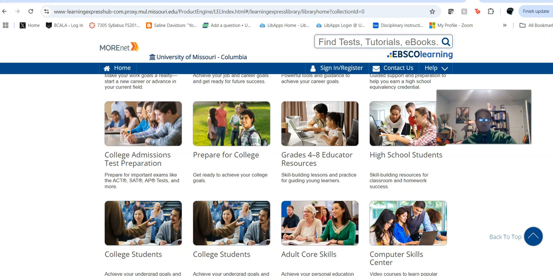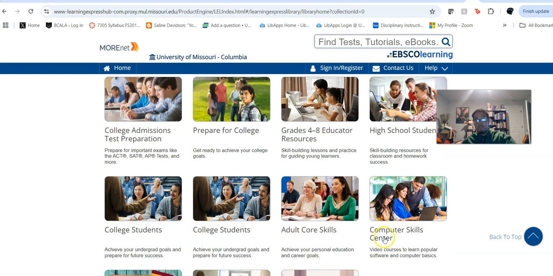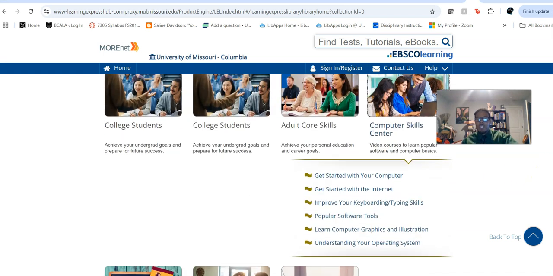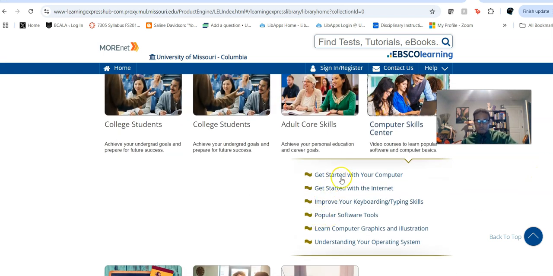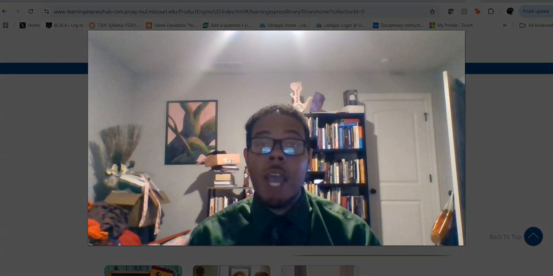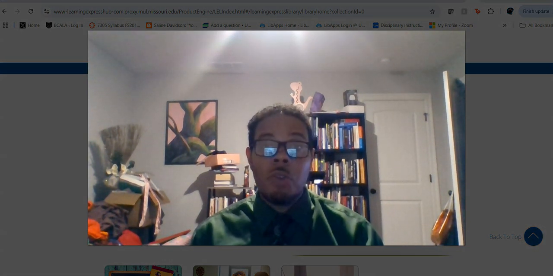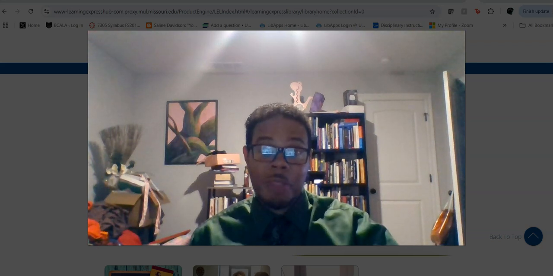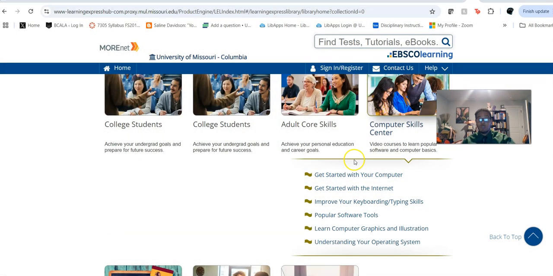But another thing that you want to look at this for, let's go back into computer skills, because you will have patrons actually in the public library who don't even know how to use the internet or don't know how to use a computer. So you have to get them started somewhere. This is useful to get them started, improving your keyboarding and typing skills. Thankfully, I took a whole class of that in high school, but not everybody has that luxury. So if somebody needs to learn how to keyboard, this is something that they can use.